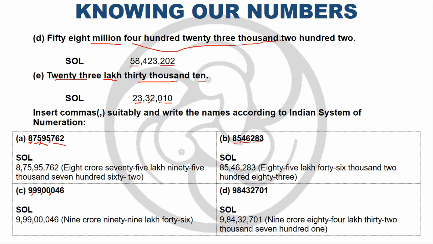So how can we pronounce this one? 9 lakh 99,046. What is the subdivision D? How can you separate? After 3 digits we have to put a comma to separate thousand. After thousand, 2 digits we have to put a comma to separate lakh. After 2 digits we have to put a comma to separate crore. So this can be read as 9 crore 84 lakh 32,701.